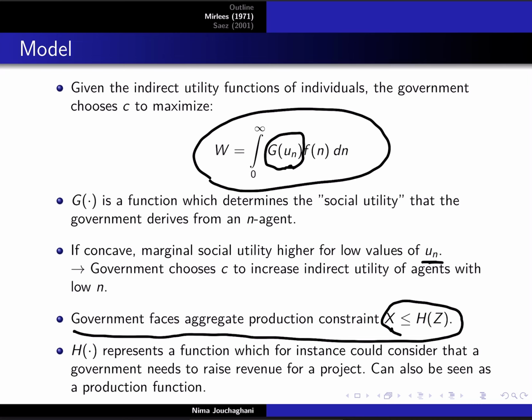So this is just to be as general as possible. You can also think of this H function not only as a production function, but you can think of H also as taking some parts of the production away because the government needs to raise revenues for a product. So H could simply be a function which subtracts something from capital Z. So the government needs to build a street and then it's taking some fraction away from capital Z. And this is then not available for the consumers in order to consume the consumption good.